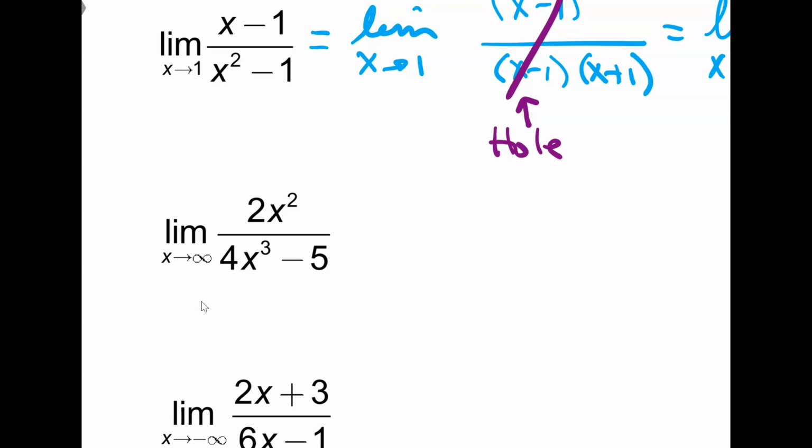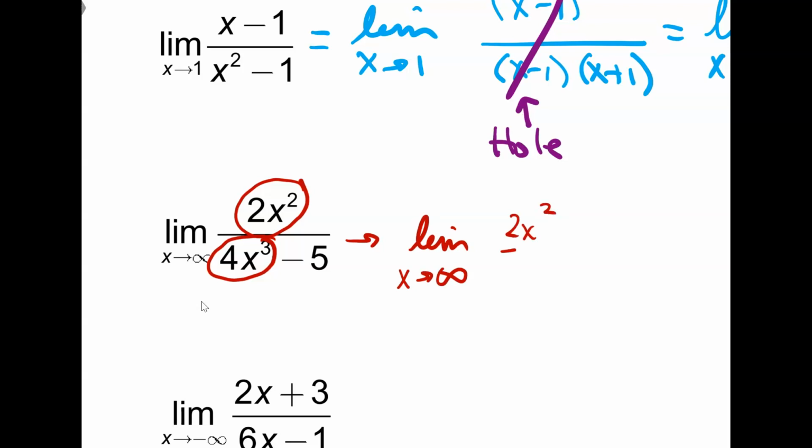Cool. Okay, so limit as x approaches infinity. So as we approach infinity, all the other numbers stop mattering. The only thing that matters is the biggest term, literally the leading term with the highest exponent. So what I'm doing is I want to take the limit as x approaches infinity of 2x squared over 4x cubed, because those are the ones that matter.